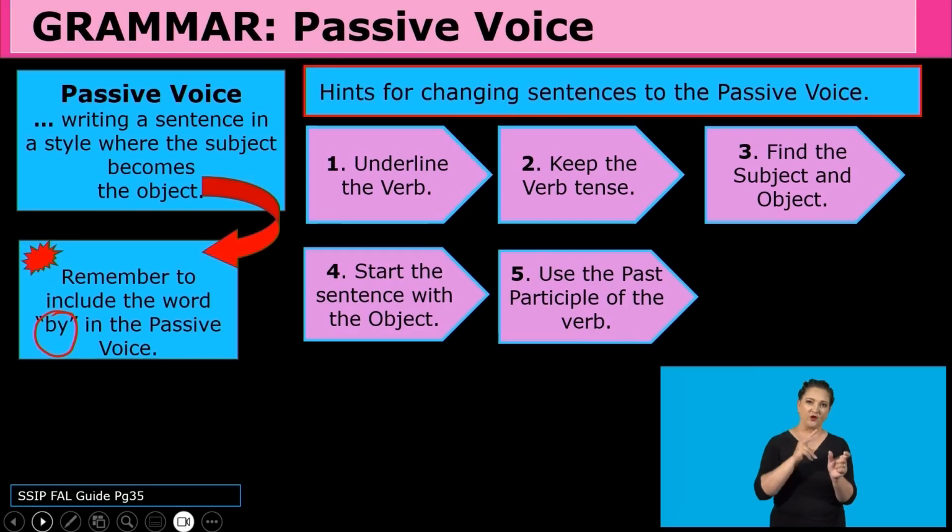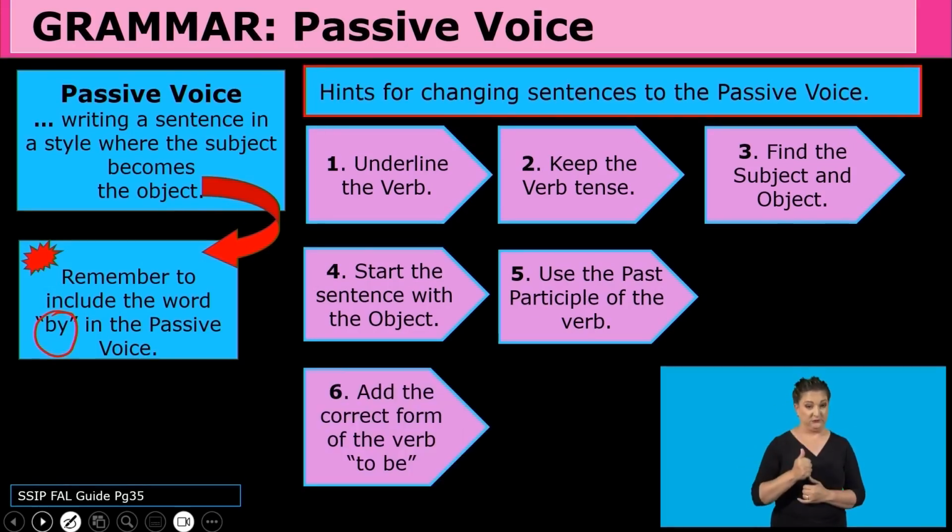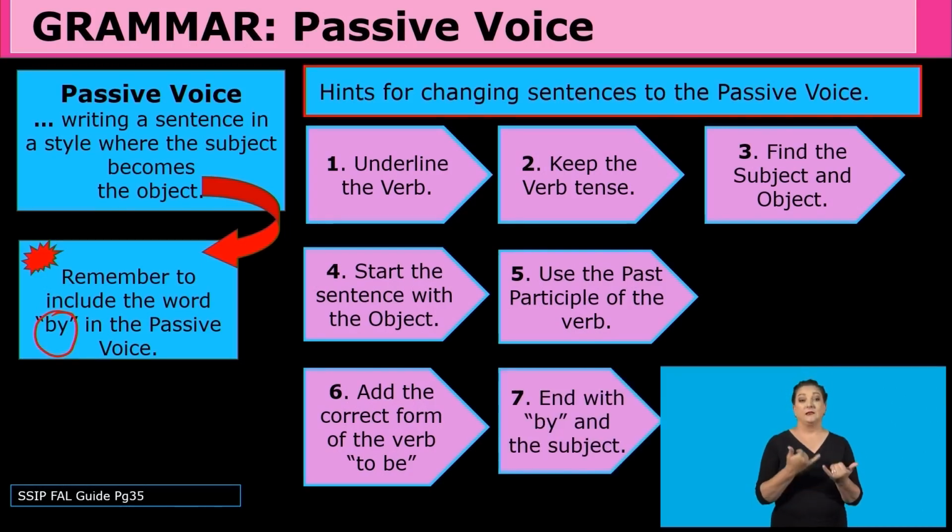So don't lose your feathers yet. We are going to show you exactly how to do that. Add the correct form of the verb to be. All right. So once we've now identified our little hints, see if we can apply our hints. And then, oh, I omitted this one. End with by, all right? We already showed you that at the start of the slide.